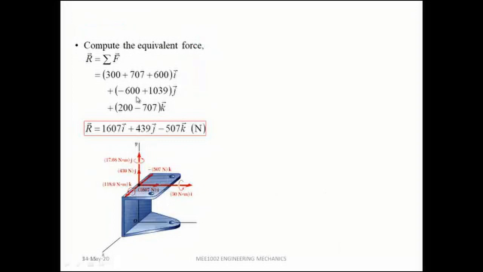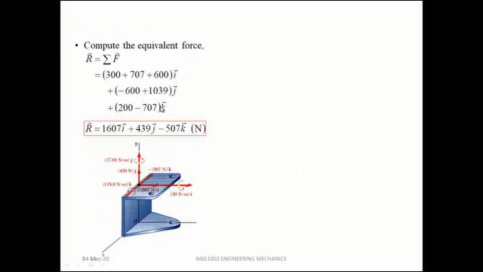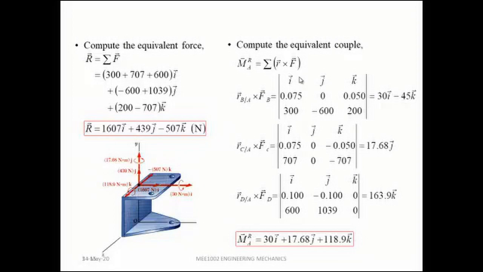And now what is the question asked? You have to find out the resultant vector. You know all the three vectors, FB vector, FC vector, and FD vector. So you just add all that, there will be a resultant vector, and each vector about A will produce moment. So the resultant moment, we have to add all these vectors about A.